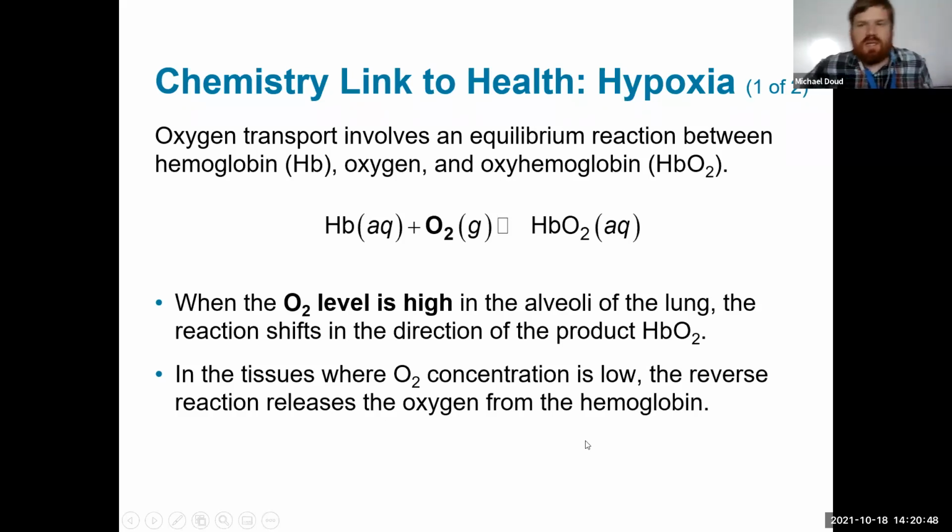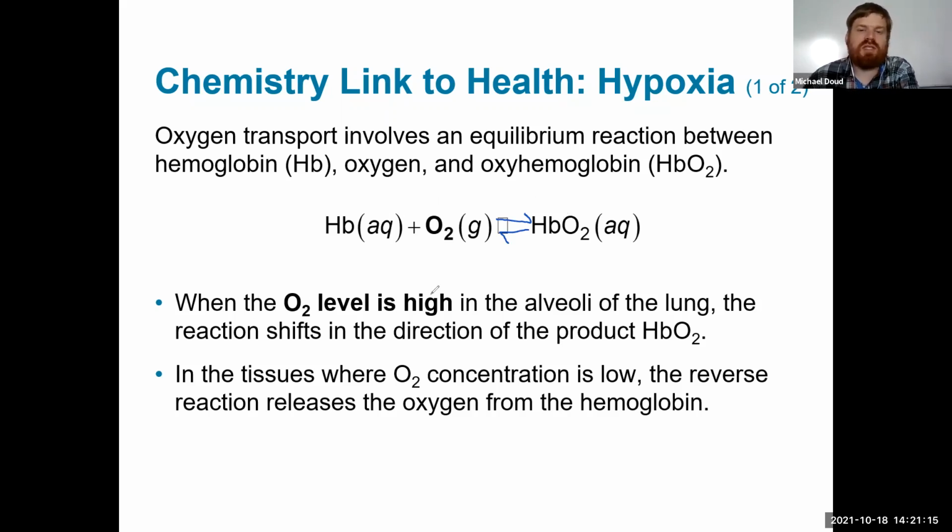Okay, now this is linked to health very closely because hemoglobin and the oxygen transport system in the human blood is very sensitive to equilibrium shifts. Certainly when hemoglobin touches oxygen, oxygen sticks on hemoglobin and forms oxyhemoglobin. Now, it doesn't stick there permanently, right? I mean, obviously that would be bad. The oxygen gets released into the cells where it's needed.